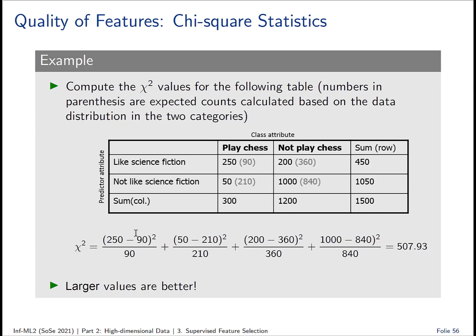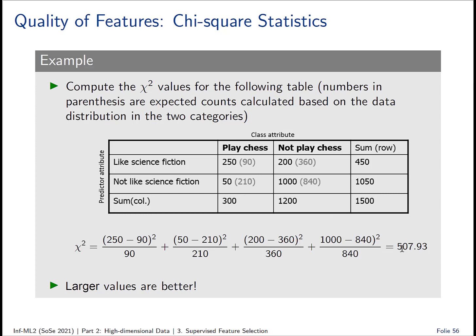Now we can compute the chi-squared statistics, which is 250 minus 90. This is the first one here. 50 minus 210, this is the second one here. 200 minus 360, and so on. And then we get some specific values.